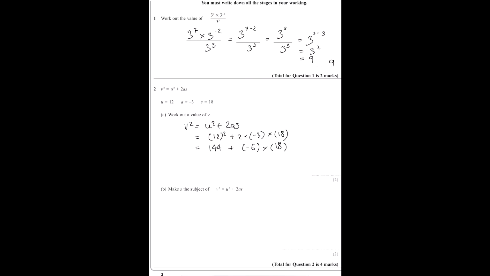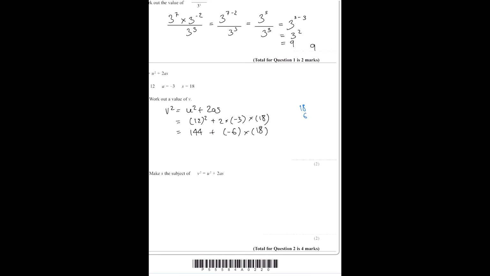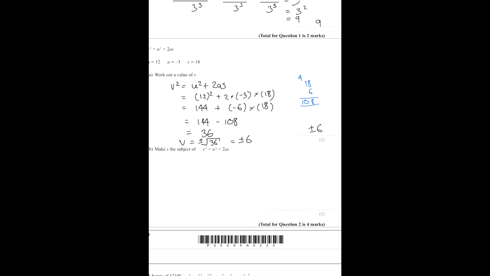So we get 144 plus 2 times minus 3, which is minus 6, times 18. If we do it here on the side, 18 times 6: 8 times 6 is 48, 6 times 1 is 6, plus 4 is 10. So we get 108. So we get 144 minus 108, which gives us 36. And so v would be the square root of 36, which gives you plus or minus 6. Either of these should give you the correct answer.